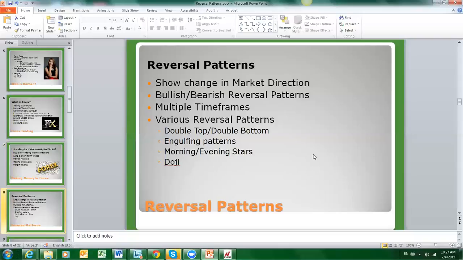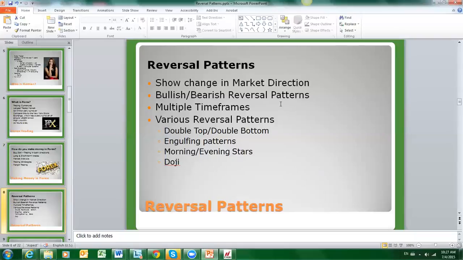There are all kinds of different patterns. There are bullish and bearish patterns. Bullish patterns are the ones that set up in a downward trending market. When the price is going down, the bullish pattern will set up to show that the market may start going up.